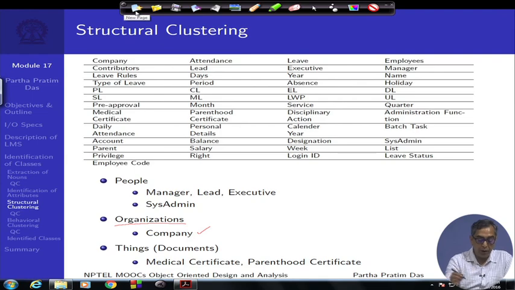Then one certainly main thing to cluster structurally are things. We get a whole lot of them, the different kinds of documents like parenthood certificate, medical certificate. These are certainly different things or documents that we can get in the whole system.